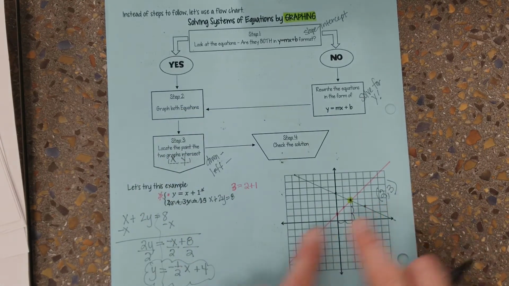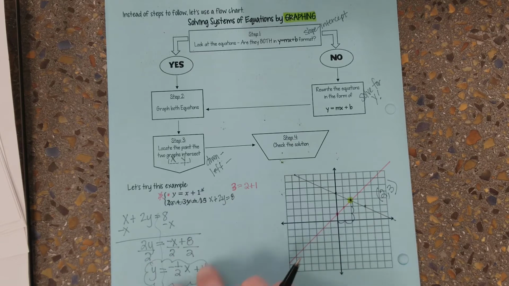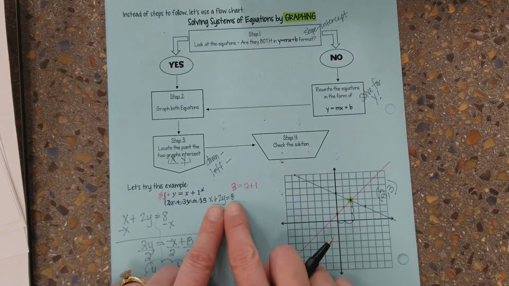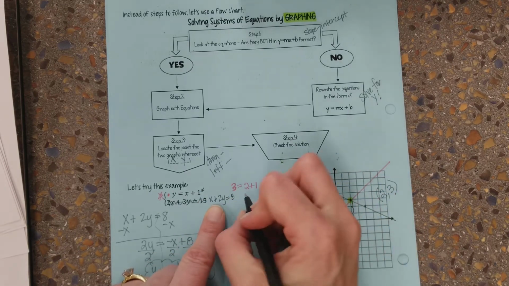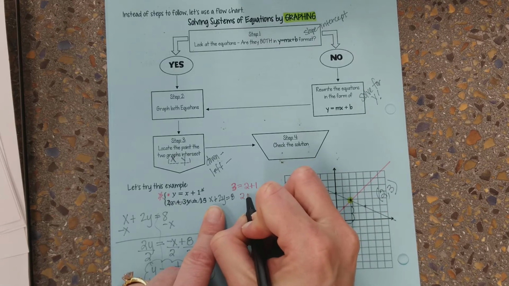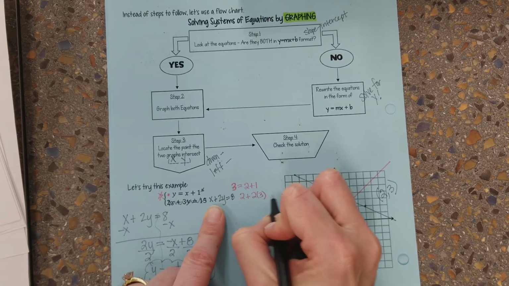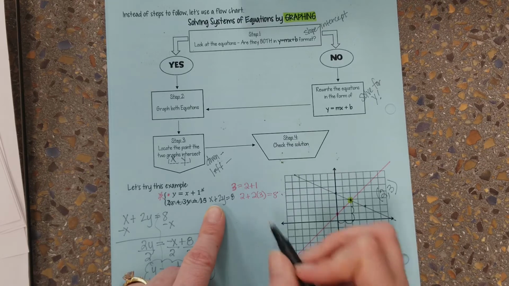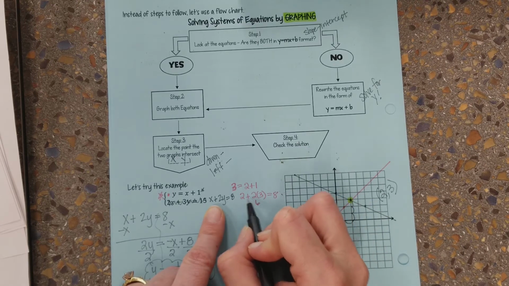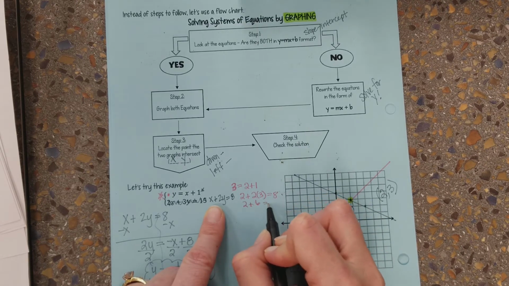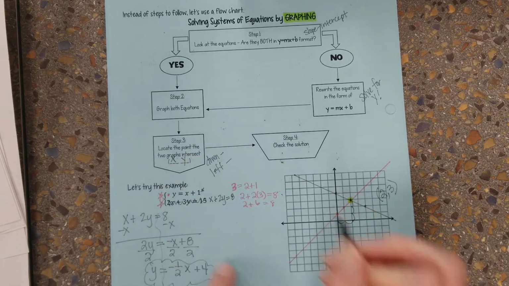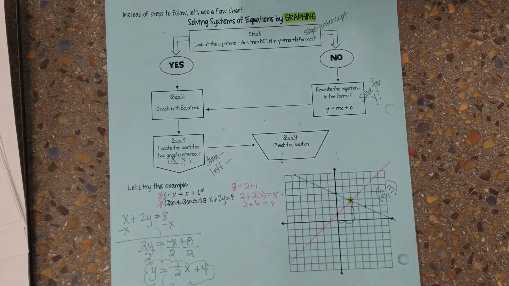Now I can put this point down here or I can put it up here, whichever one is easier for you to deal with. I'm just going to keep it right here so you can see it. So I've got 2 plus 2 times 3, and I want to know, is that equal to 8? Well, 2 times 3 is 6. 2 plus 6 equals 8. So that one holds true. That means that I did it correctly. That's how you check the point. That's how you check the solution.